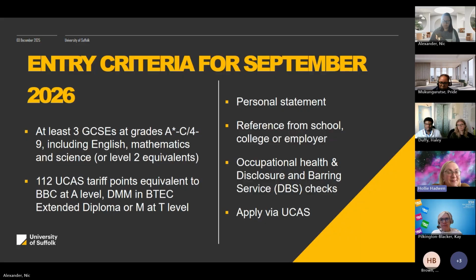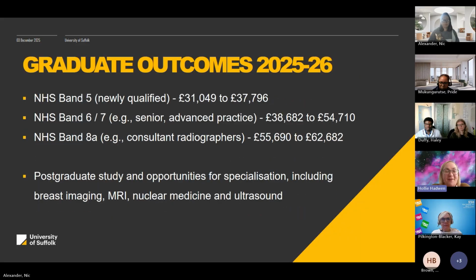Next slide, please. Lovely. Anna Tida quite rightly pointed out that radiographers qualify onto what we call an NHS Band 5. Most of our graduates from the course will choose to go into the NHS at Band 5. The salary at the time of chatting to you now is a starting salary of £31,049 a year, and that goes up to nearly 38,000 with some experience.